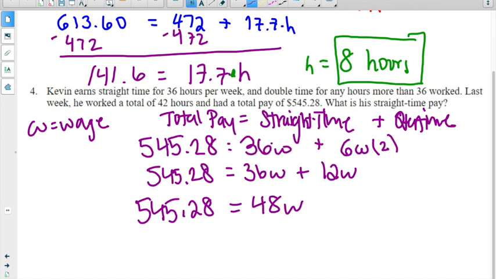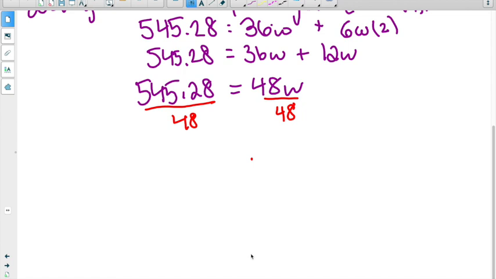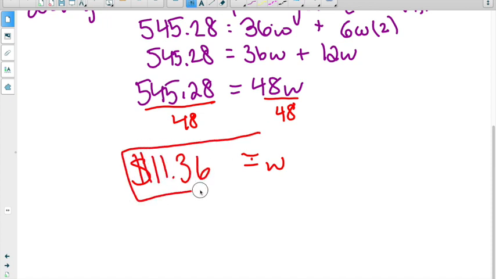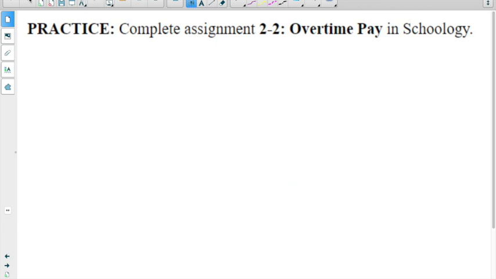Now we want to undo our multiplication by dividing both sides by 48. Okay, when we do so, we will get what W is equal to, which in this case is $11.36. Okay. If you're confused by that second example, it's good. It means that you're thinking. Okay. Take some time, practice assignment 2-2 overtime pay in Schoology.